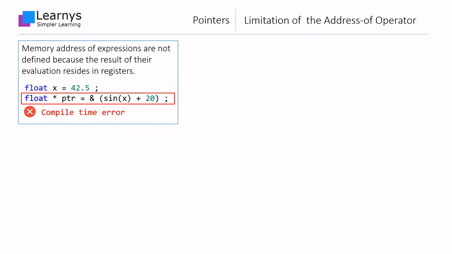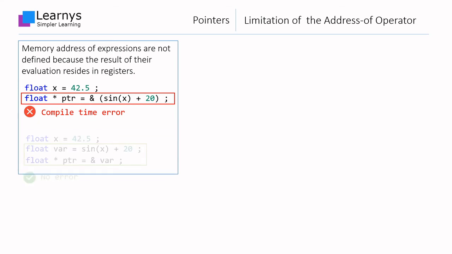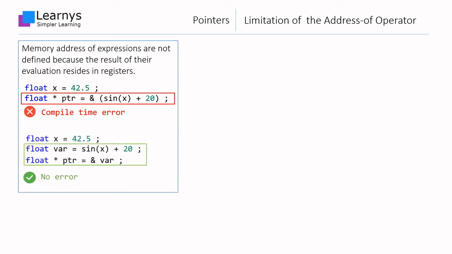If you look at the expression on the right hand side of the assignment operator, you can see that we had tried to apply the ampersand operator on an expression. On the other hand, if we assign the result of an expression to a variable, the address of such a variable will certainly be defined and can be obtained by applying the ampersand operator. For example, these statements are valid and will work fine.